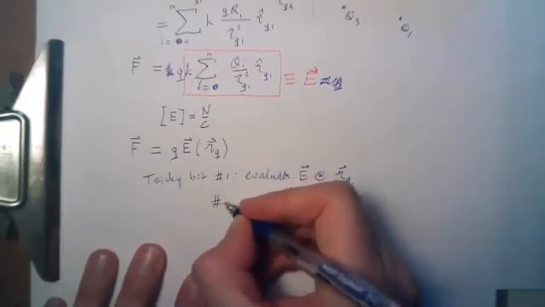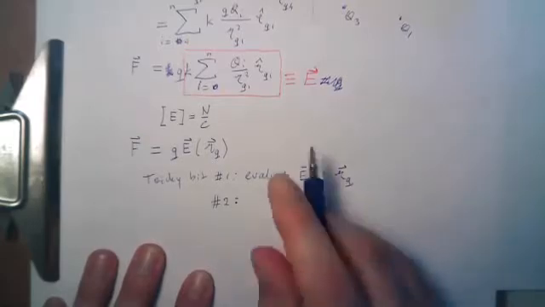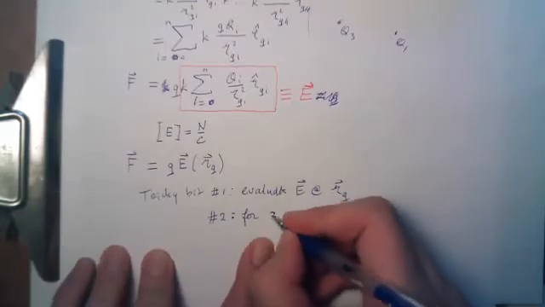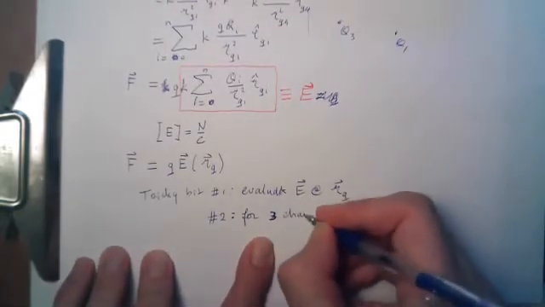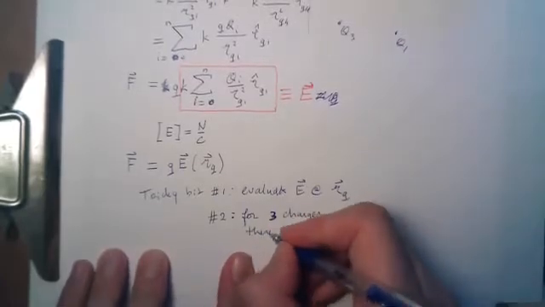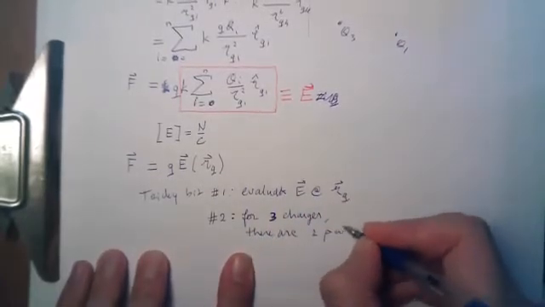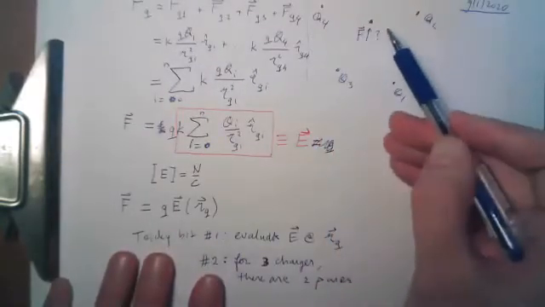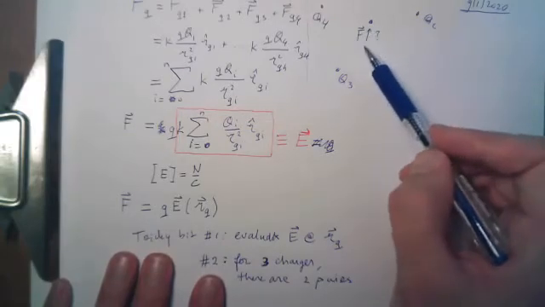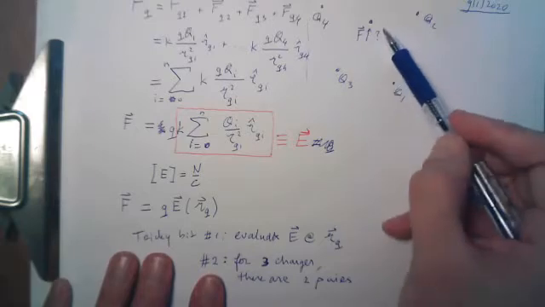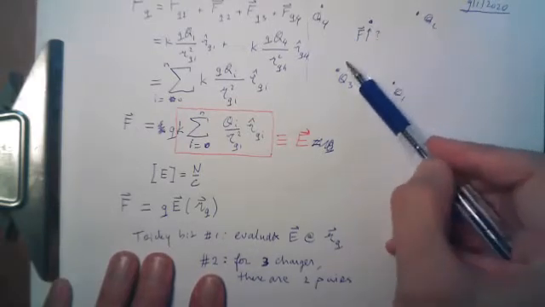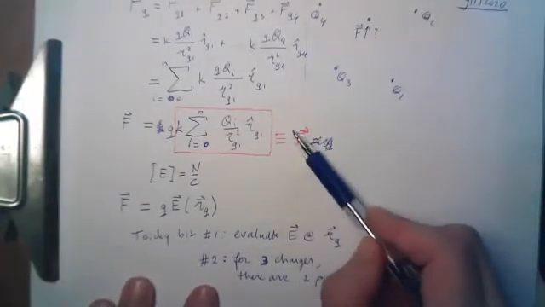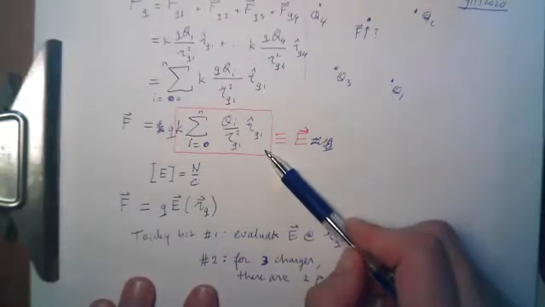Tricky bit number two. For three charges, there are two pairs. So in other words, if in this situation we have a Coulomb force that we would like to evaluate at the location of this charged object, we have one, 2, 3, 4 pairs. So even though we have 5 charges, we have 4 pairs. In other words, there's going to be 4 terms in the summation.